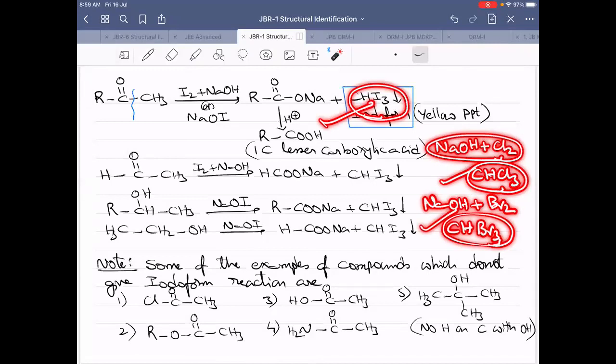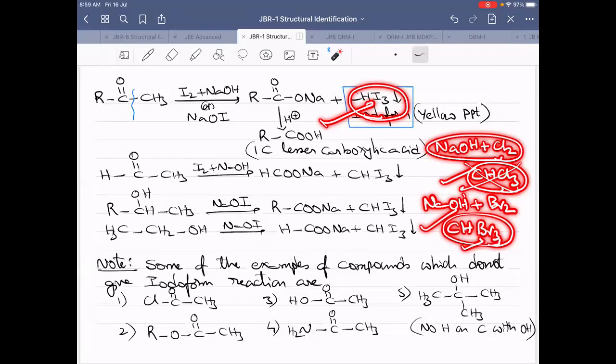But we generally do the iodoform reaction because chloroform is colorless, so you cannot identify whether the reaction has happened or not. It should be visible, it should be detectable by our naked eye that there is some change happening. So there will be no color change here, because chloroform is a colorless compound. Whereas with bromoform, color will be there, but it is in the liquid state.